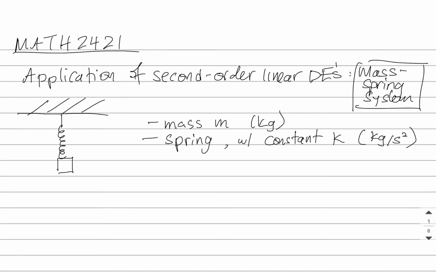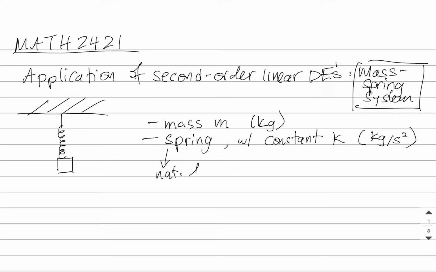We're going to talk about an application of second-order linear differential equations, and this is the prototypical example, something called a mass spring system. Imagine you've got a spring with a mass at the end of it hanging from a ceiling. Now, springs on their own, they have a natural length.